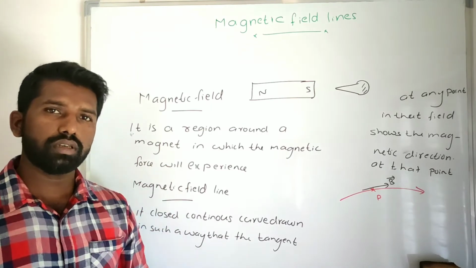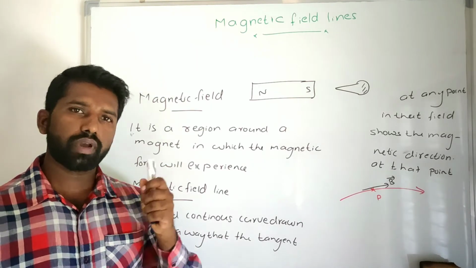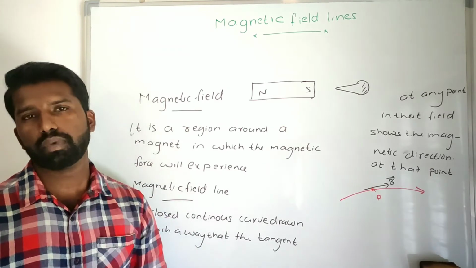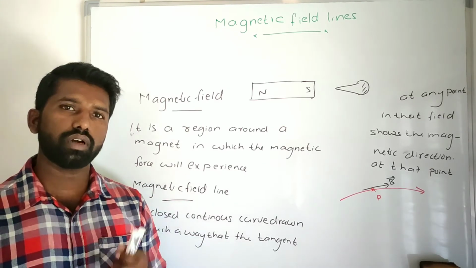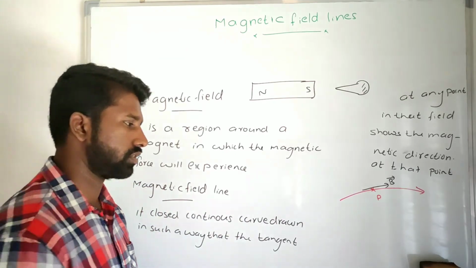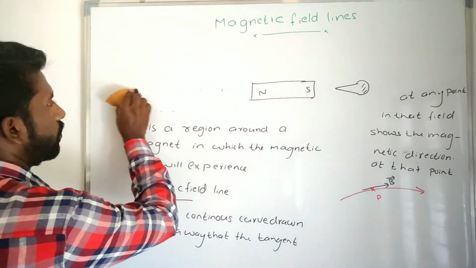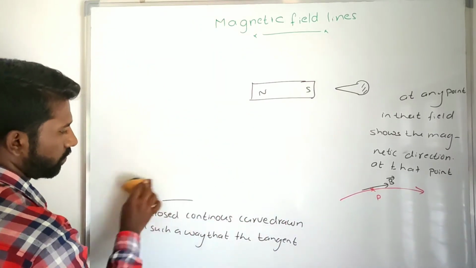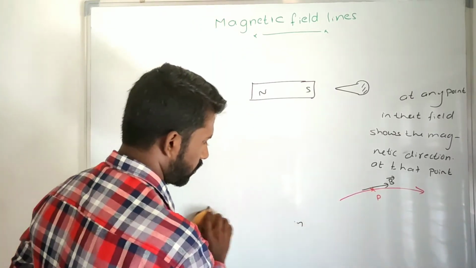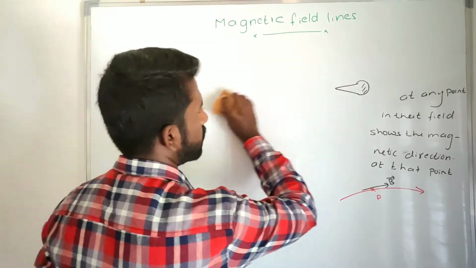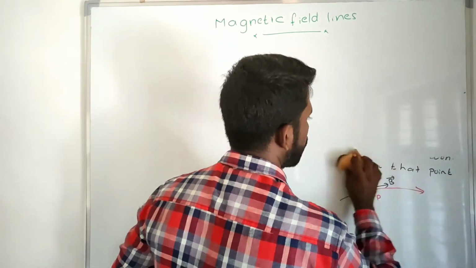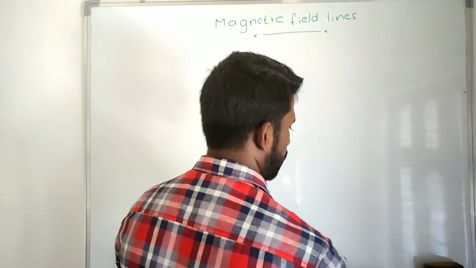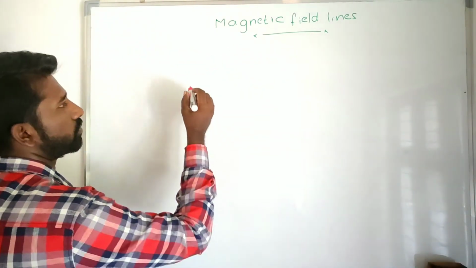Now we will see what the pattern of magnetic field lines produced by a bar magnet is. To understand that, we have to do an experiment. We will take a bar magnet and a cardboard, and place the cardboard over the bar magnet. How will we get the diagram? I will show you.